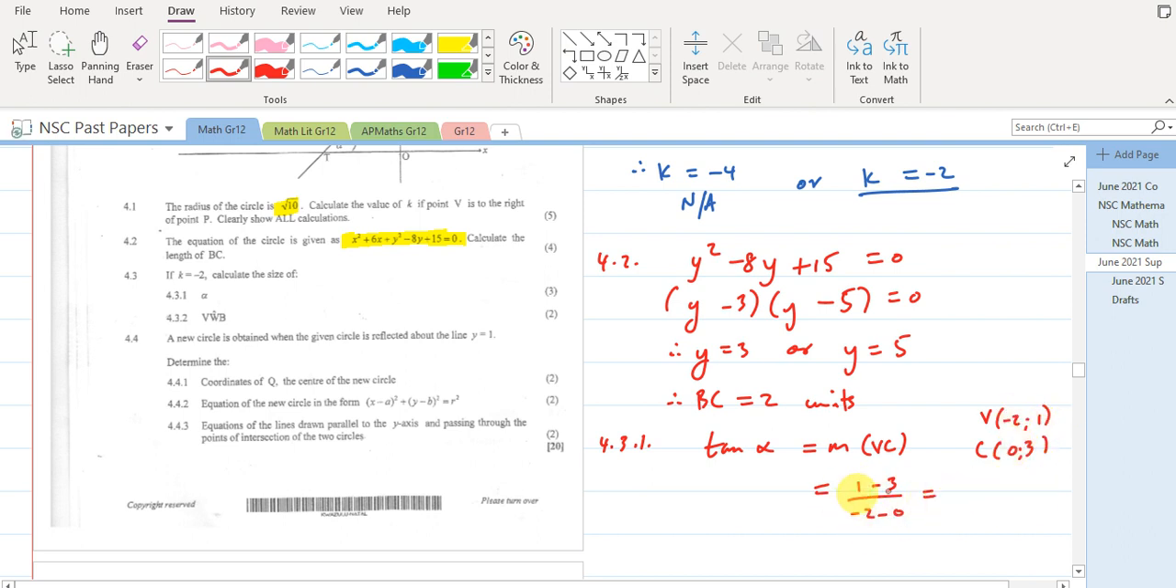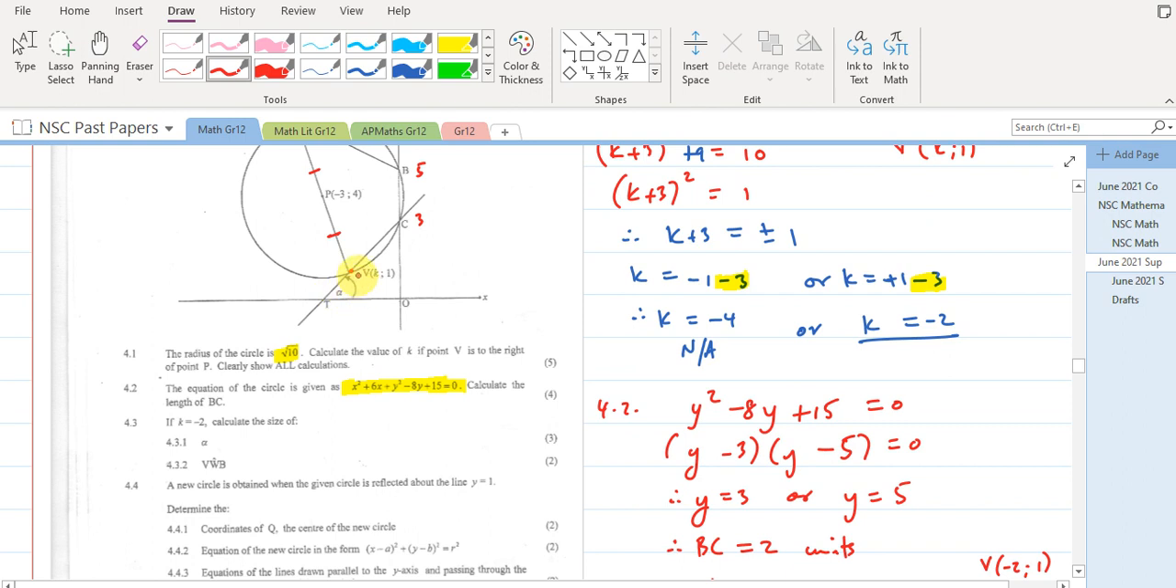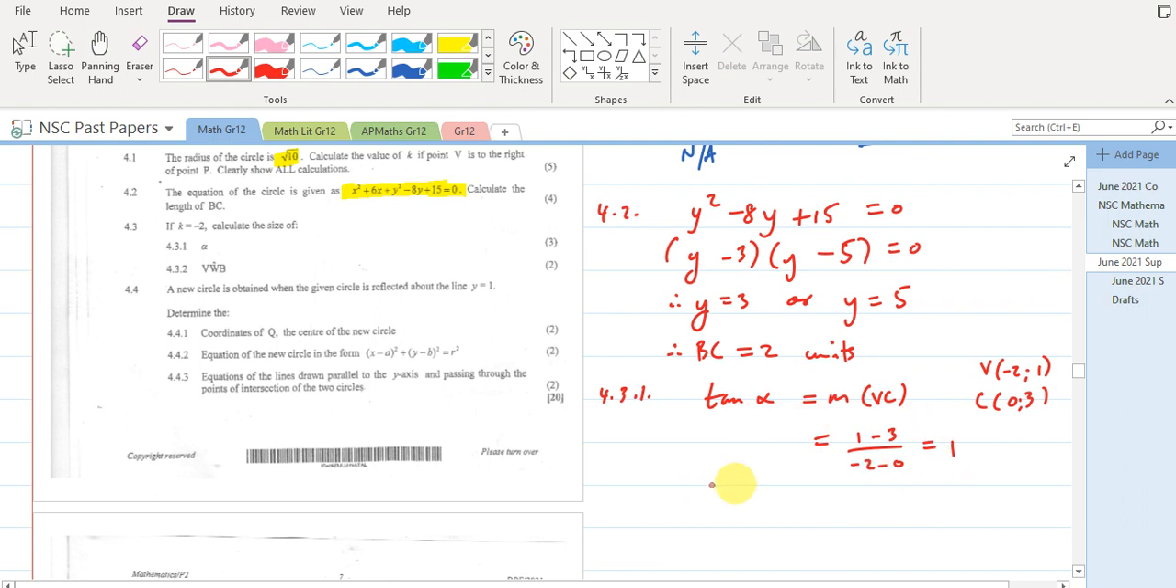So we're getting minus 3, 1 minus 3 is minus 2 over minus 2, which is 1. So the gradient is 1. I could have also used the change in y over change in x. Let me just check that. Change in y over change in x. So yes, we are getting the gradient 1. And that's no problem. That is sorted out.